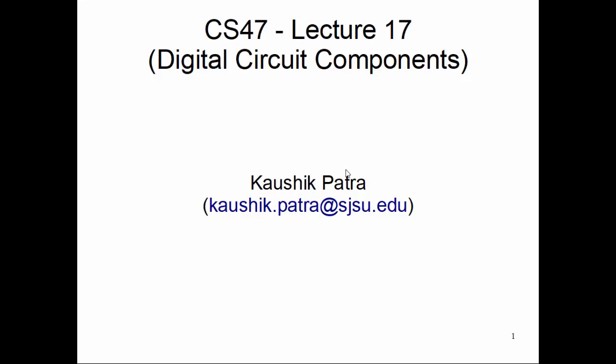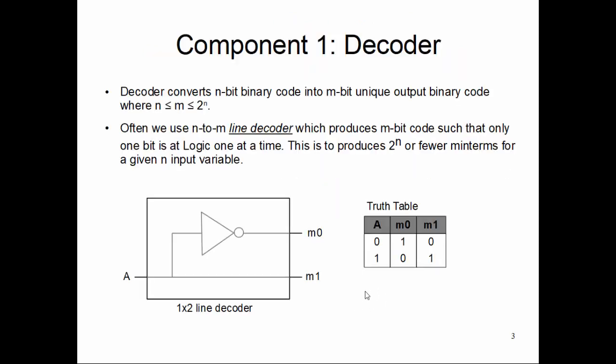This is lecture 17 of CS47 Computer Organization Study. In this lecture, we'll look at two very important digital components that are frequently used inside microprocessor design. There are many more, so we'll pick up those other important parts in CS147, but for this course, we need to understand at least two of them at this point. One of them is called a decoder.